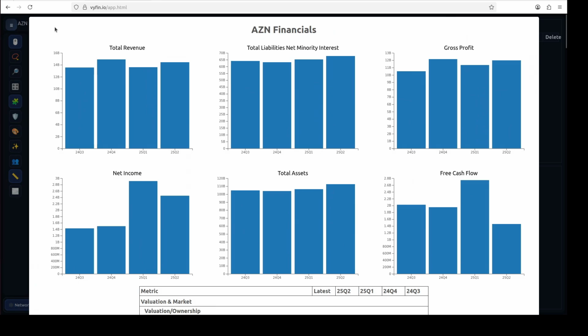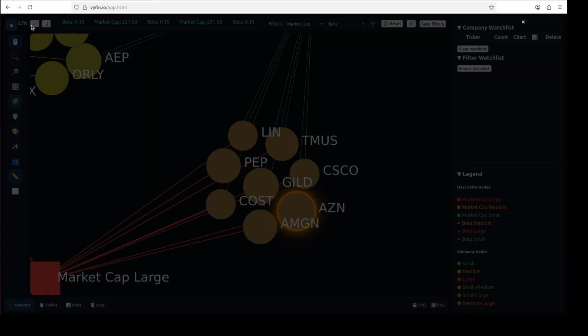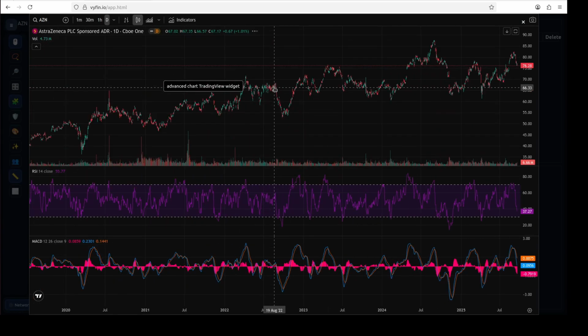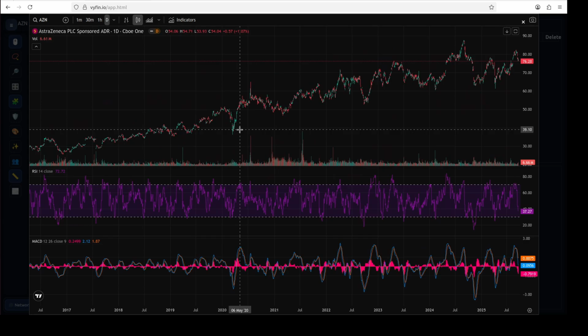AZN, strong financials, and their stock price, pretty stable. It's just been going sideways for quite a while now, since almost May of 24. Let's take a look at Gilead.